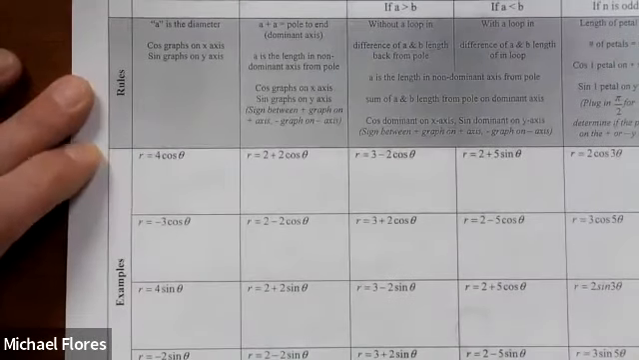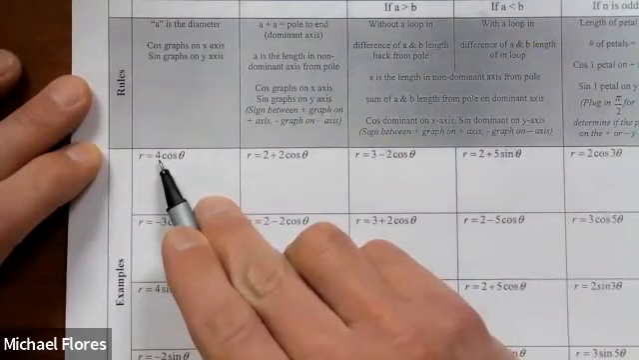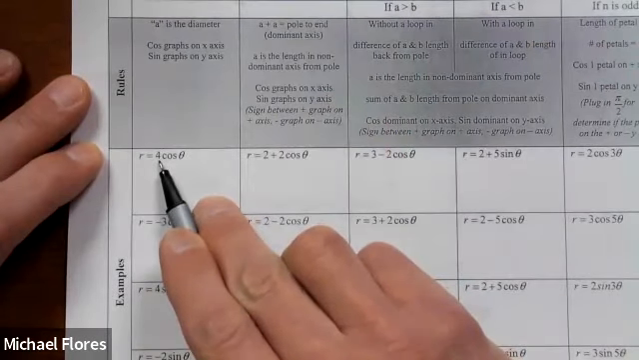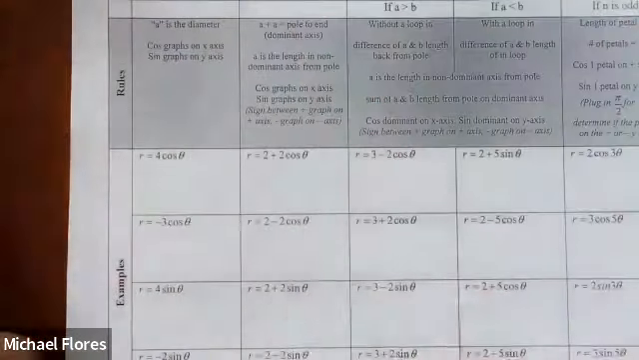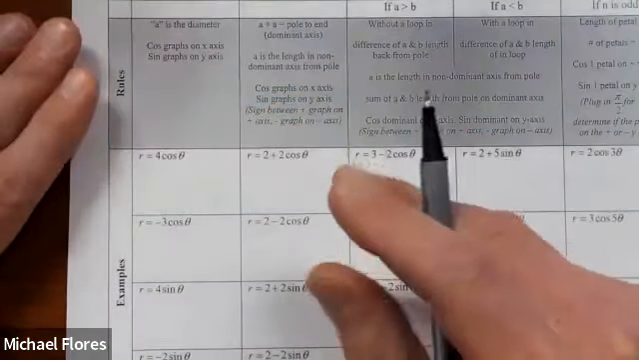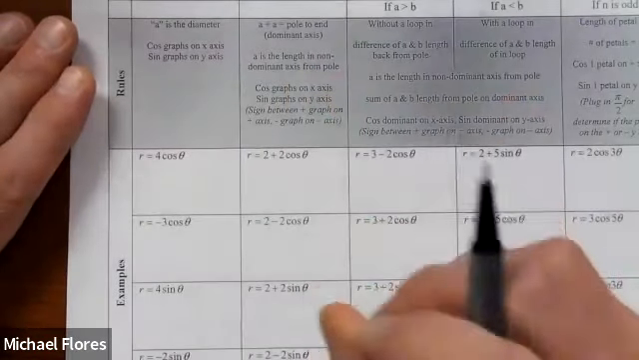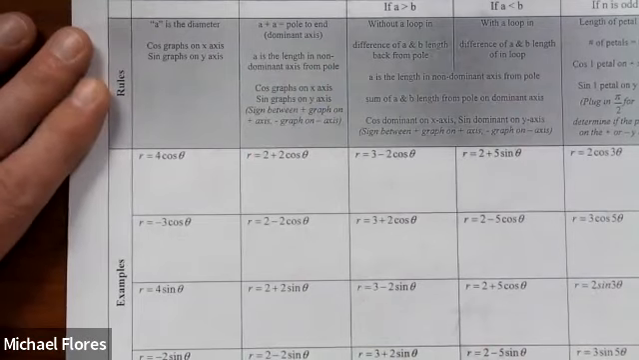Okay, for cosine theta. Whenever we're graphing circles, the number in front is going to be your diameter. That's going to be your diameter west and east, or north and south. If it's cosine, your graph is going to be symmetrical on the x-axis. And if you're graphing a sine function, it's going to be symmetrical on the y-axis.